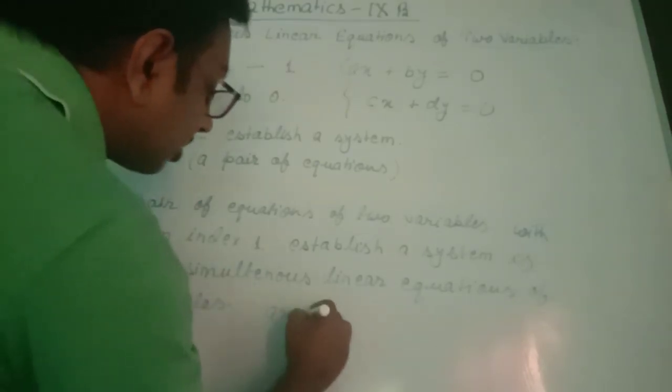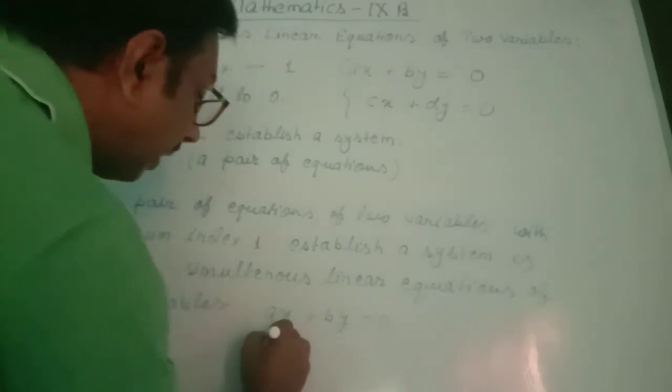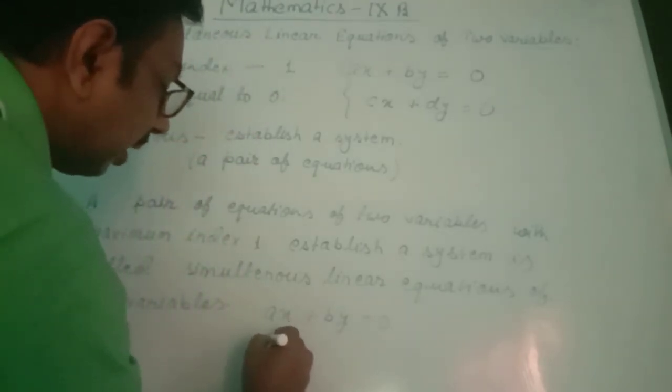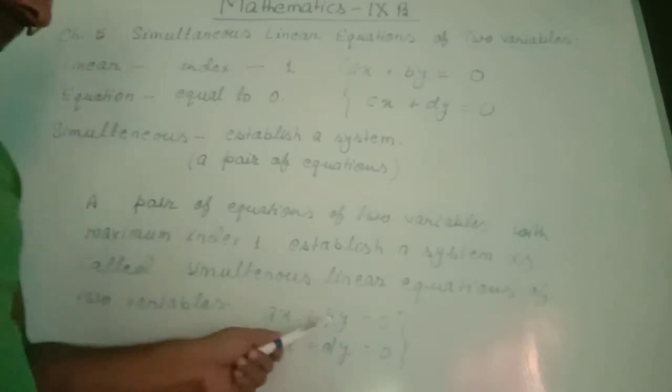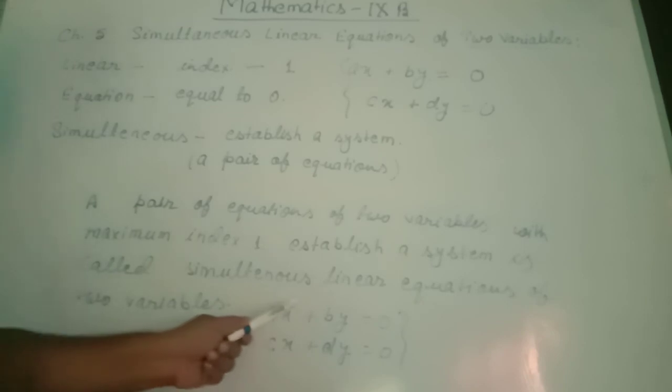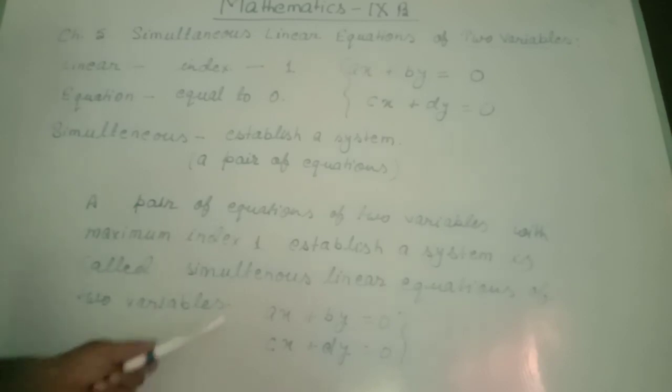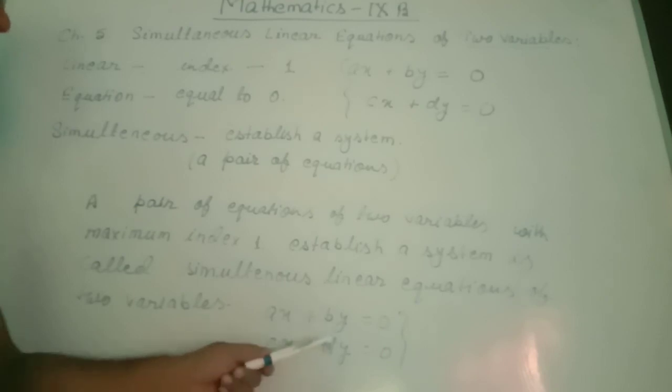If ax plus by equals 0, another we can take such as cx plus dy equals 0. This is a pair of linear equations of two variables with maximum index 1, and these two can establish a system if the values of x and y satisfy the equation. The values of x and y satisfy the equation means if we keep the values of x and y in this equation, we will get 0. So I prepared this definition on the basis of these words.